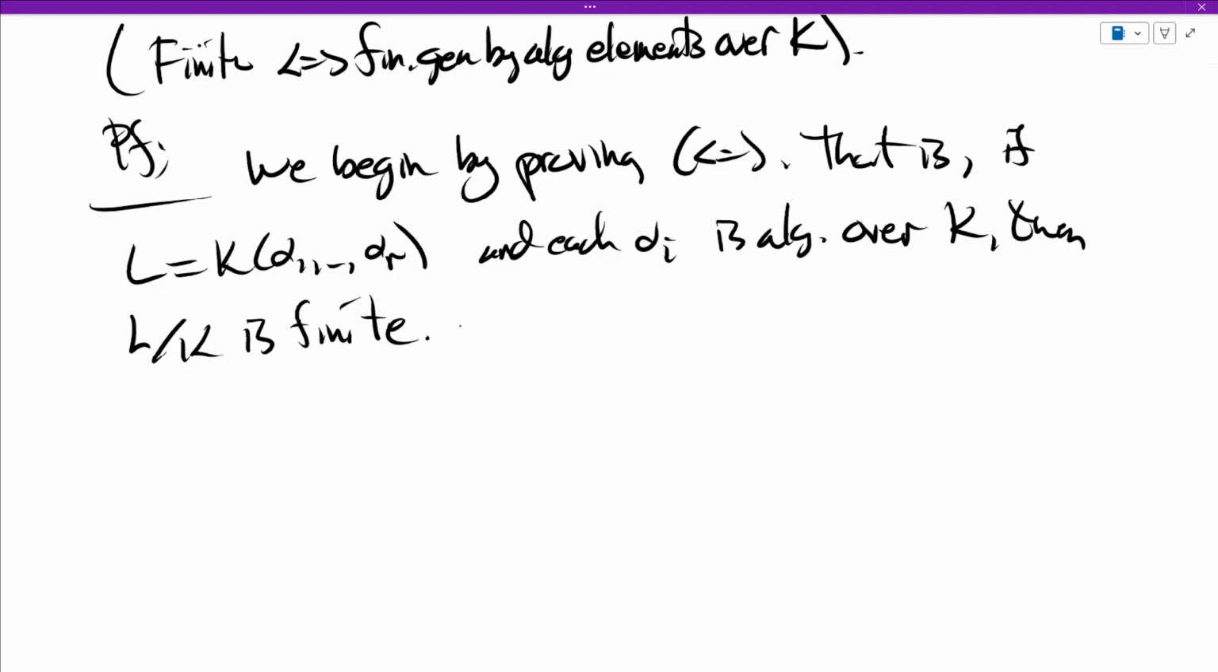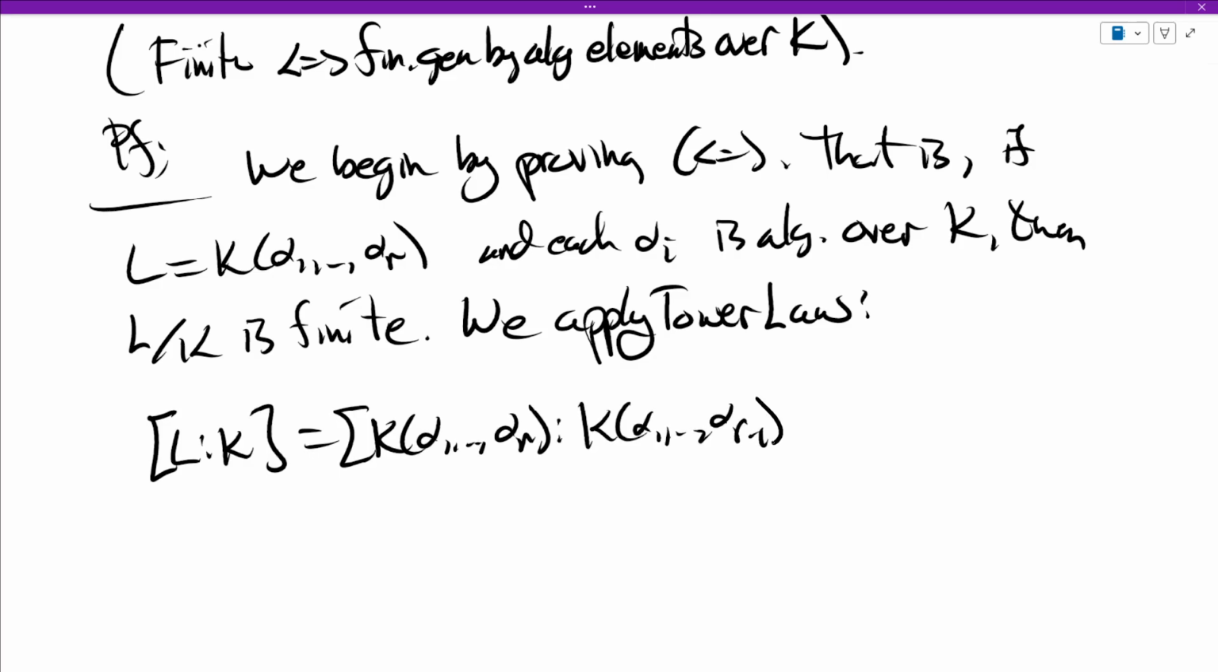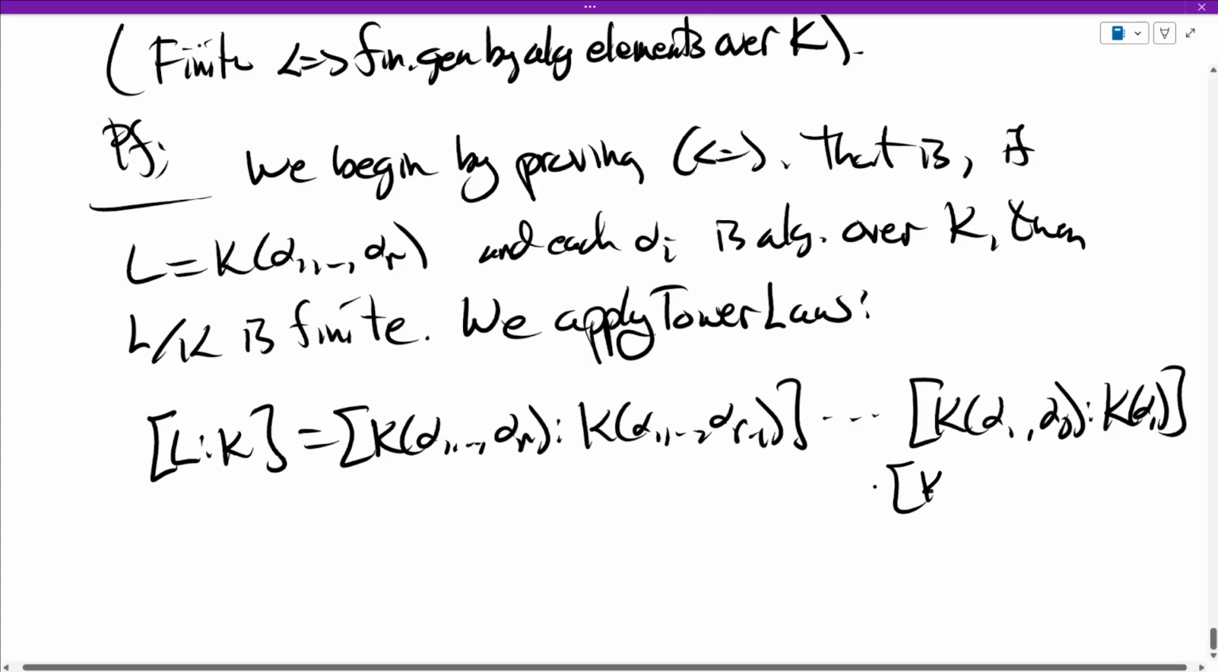Okay. I actually don't think we need induction here, so we apply the Tower law. When we apply the Tower law, the degree of L over K is the degree of K(alpha 1, ..., alpha R) over K(alpha 1, ..., alpha R minus 1), and then we keep going until we get K(alpha 1, alpha 2) over K(alpha 1), and then finally K(alpha 1) over K. So we just keep adding in elements to K, building it up.